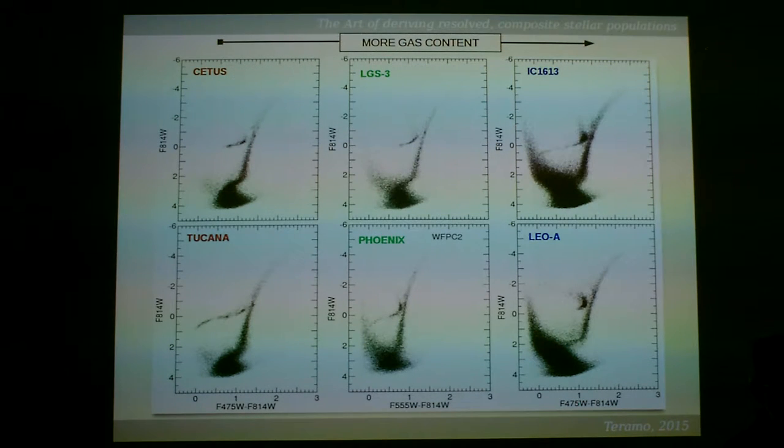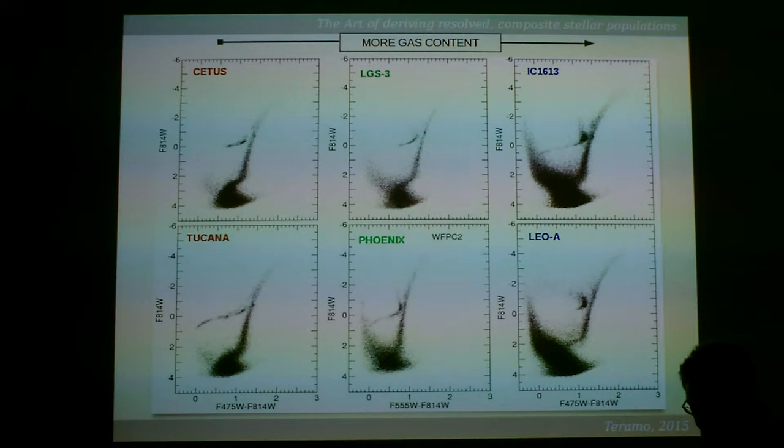So these are the color-magnitude diagrams of these 6 galaxies. They are ordered vertically by morphological type: 2 spheroidals here, 2 transition galaxies here, and 2 dwarf irregulars here. From left to right they go from less to more gas content. As we move to the right, we see that the upper main sequence is more populated in those galaxies with more gas. So we have obtained the star formation history for these 6 galaxies.